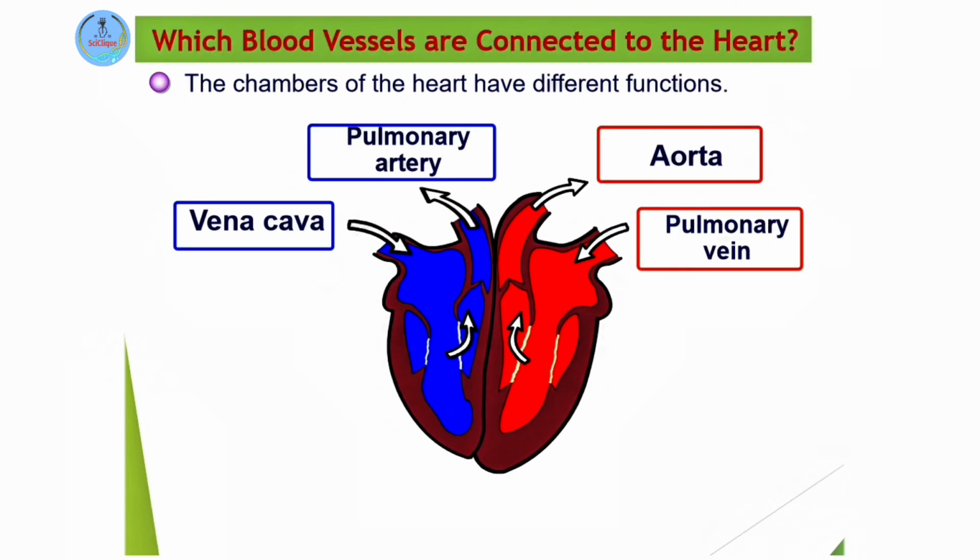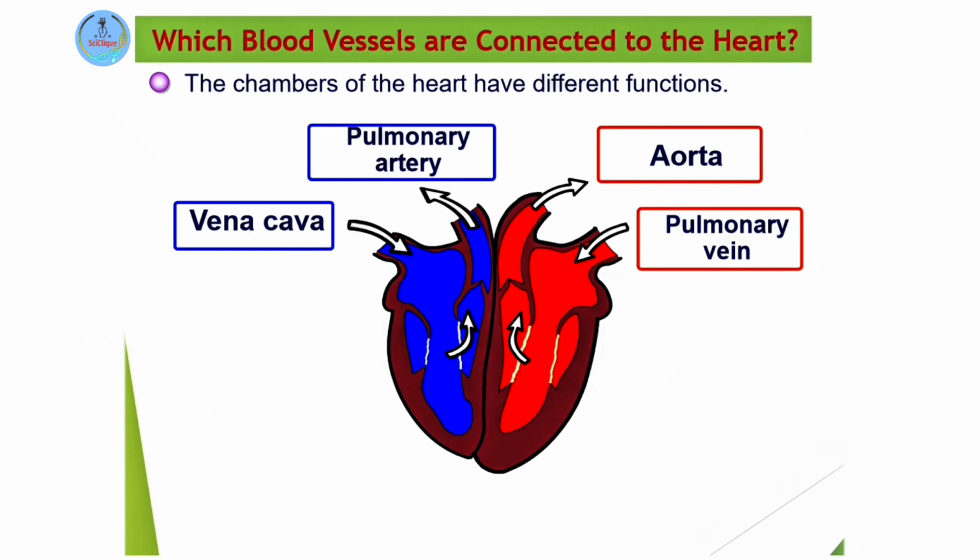Now, we're also going to have blood vessels connected to the heart. These are the main blood vessels that transport blood to and away from the heart. So, out of these four blood vessels, two are arteries and two are veins. So, the arteries are the pulmonary artery and the aorta. The veins are the vena cava and the pulmonary vein. So, these are the arteries and these are the veins.